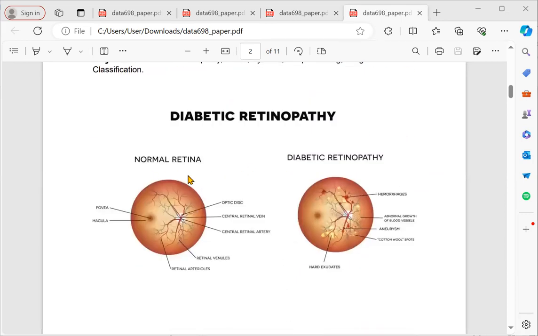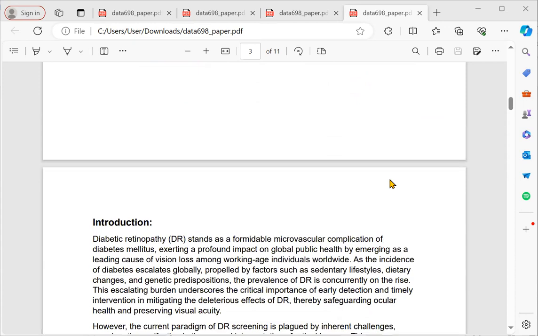As we can see, this is the normal retina and diabetic retinopathy. Let's dive into the introduction.